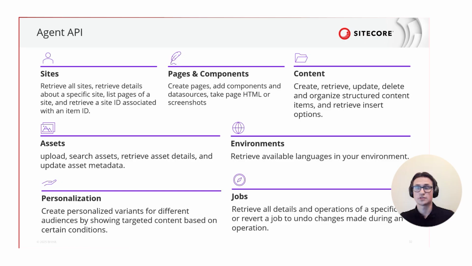And for jobs, which is quite an interesting section, because each operation performed in the Agent API can be associated with a unique ID. You just send it in the header. This section allows you to get information about each operation, and also you can revert it. So that means that any operation you do with the Agent API can be reverted, which is really great for AI pipelines.